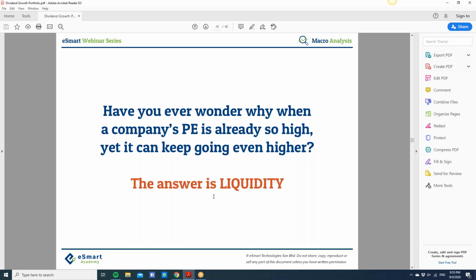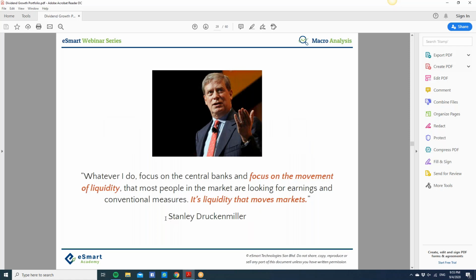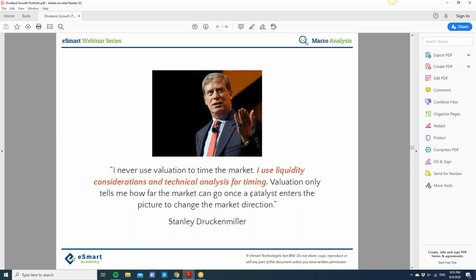And of course, that's when we talked about liquidity, quoting this person called Stanley. He mentioned that he focused on central banks and the movement of liquidity, and liquidity is the one that moves the market. If you really understand this quote about liquidity and how it moves the market, then valuation is not something you need to get too complicated about. Because he mentioned here, valuation only tells me how far the market can go once the catalyst sets in.